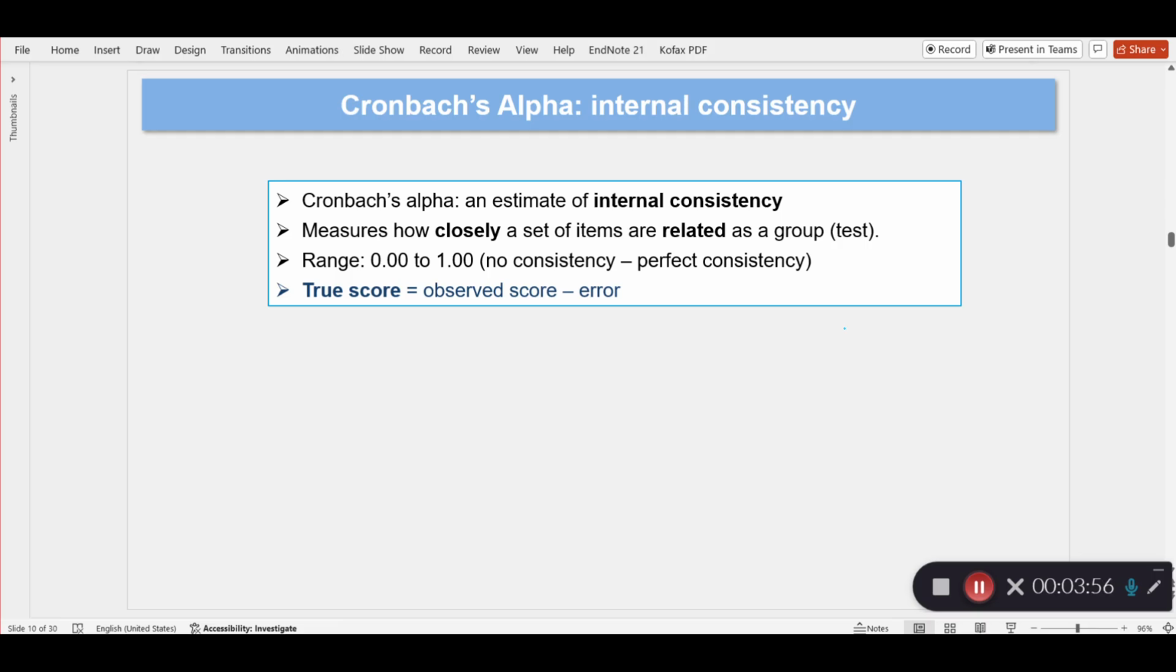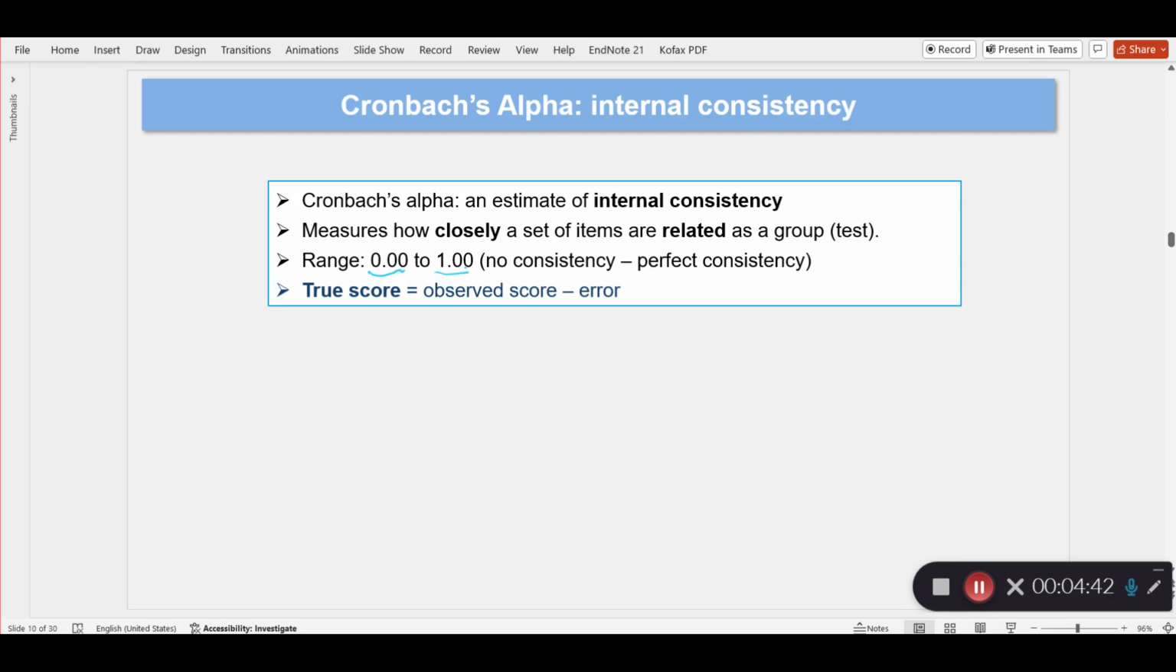Okay, so the internal consistency or internal reliability index that we're going to discuss today is Cronbach's alpha, although there are many other types, such as McDonald's omega, etc. Cronbach's alpha is an estimate of internal consistency, as I mentioned, and it measures how closely a set of items are related as a group. In other words, how closely they're correlating with each other. So the higher the correlation, the higher the Cronbach's alpha value, generally speaking. The range of Cronbach's alpha is between 0, which is no consistency at all, to 1, which is perfect consistency.